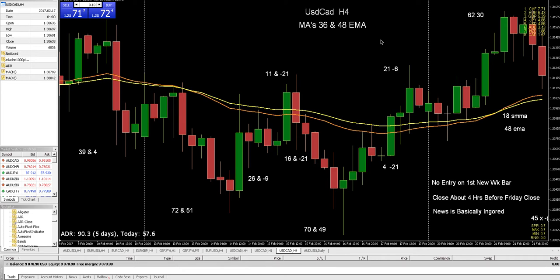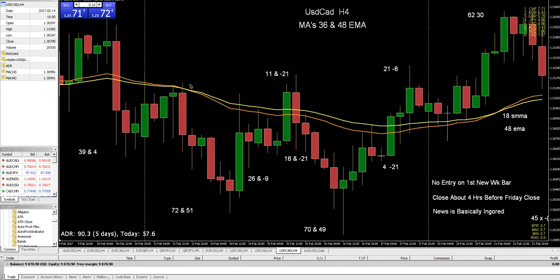We're looking at a 4-hour dollar CAD chart here. The MAs you see on there are the 36 and 48 EMAs. They're not really important, it just happens to be what I use. So kind of disregard those numbers as being something you might want to try. You might want to try something different.